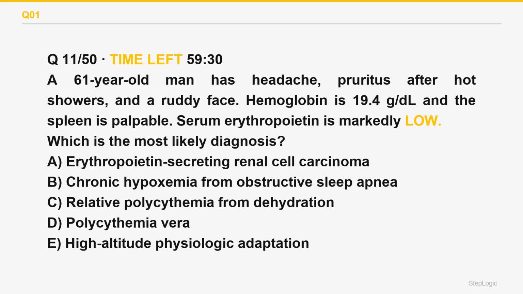A 61-year-old man has headache, pruritus after hot showers, and a ruddy face. Hemoglobin is 19.4 grams per deciliter and the spleen is palpable. Serum erythropoietin is markedly LOW. Read the command, the most likely diagnosis.